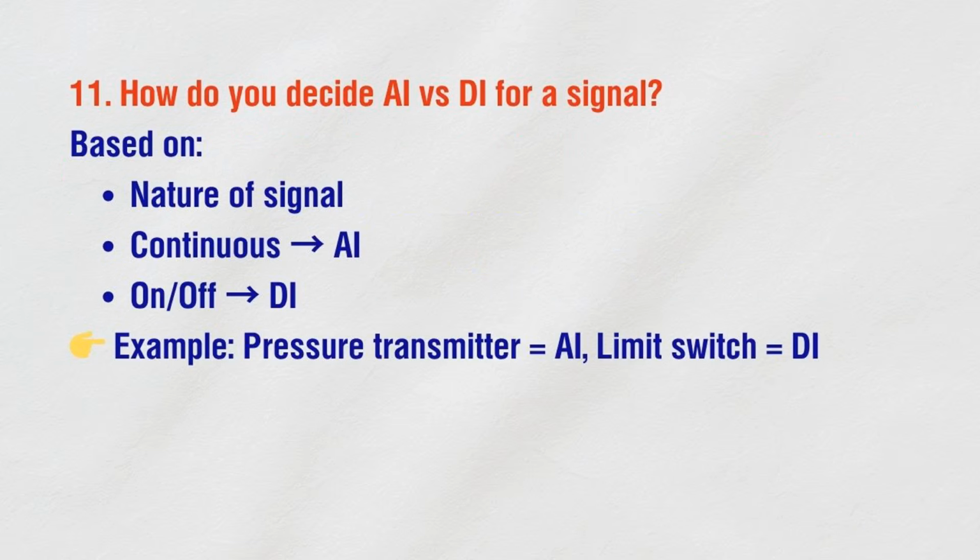How do you decide AI versus DI for a signal? Based on nature of signal, continuous AI, on-off DI. Example, pressure transmitter AI, limit switch DI.